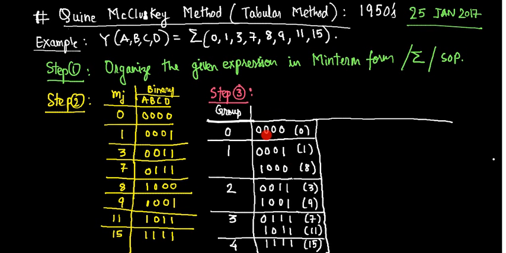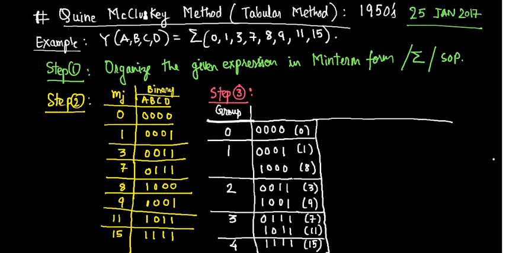You need to compare the group of zeros with the group of ones, exhaustively. That means all of the group 0 members should be compared with group 1 members. All of the group 1 members should be compared with group 2 members, and so on. That means this 0 should be compared with 1 and 8, 1 should be compared with 3 and 9, and 8 also should be compared with 3 and 9, and so on. Exhaustively. Now, while comparing, you need to check that.